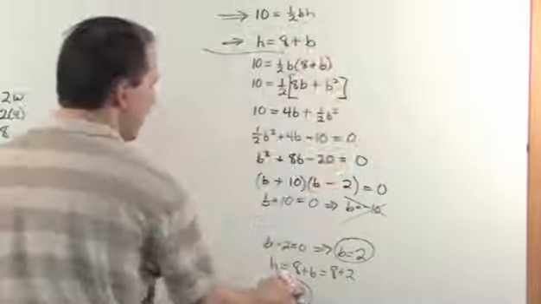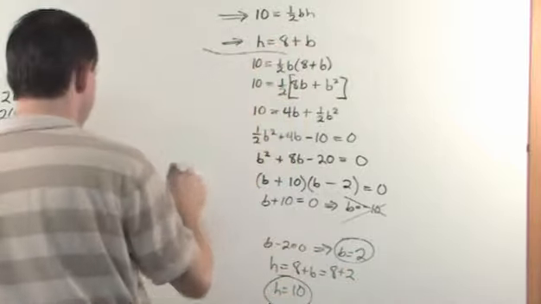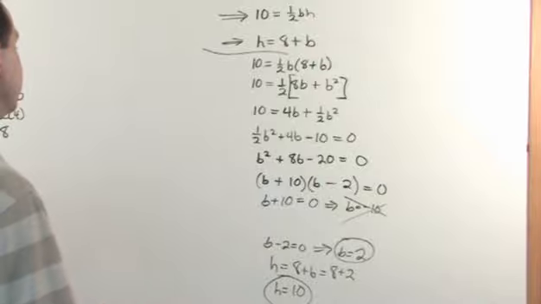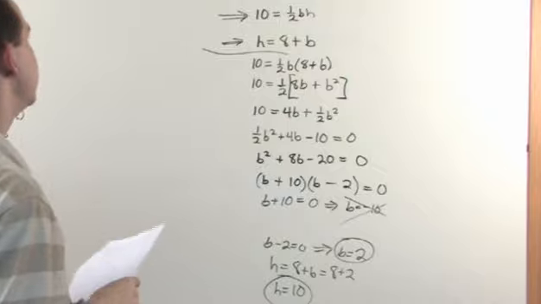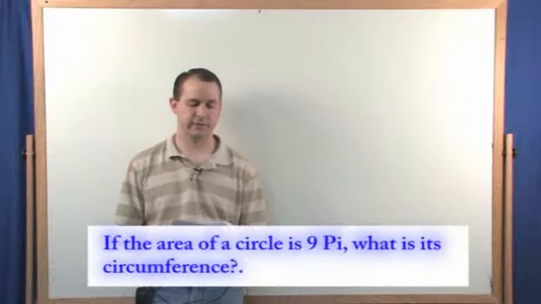1/2 base times height. Base times height, 10 times 2 is 20. 1/2 of that is 10. So we have calculated the numbers right to give us the right area there. Okay, and the final problem in this section goes like this.